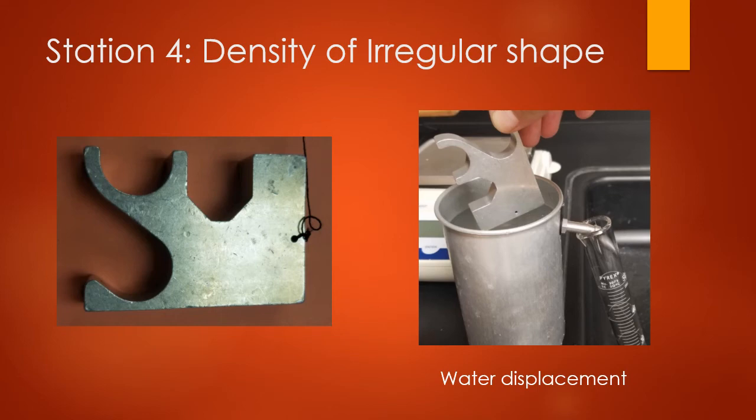Since that object is more dense than water, it's going to sink to the bottom of the can. When it does that, it makes the water level rise, displacing the water. When that water level rises, water is going to come out of the spout of the overflow can. You'll notice there's a graduated cylinder underneath to catch that water. We catch the water coming out of the can and measure it with the graduated cylinder. Whatever level of water it rises to, that's equal to the volume of that irregular shape.